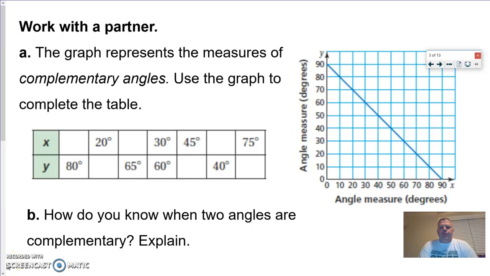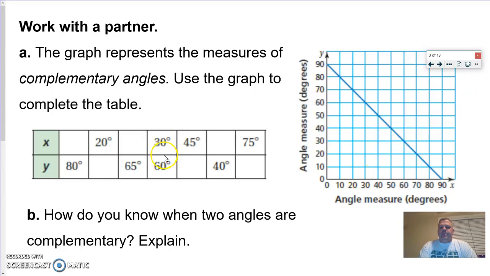Hopefully you had some time to fill out this table. If we know that y is 80, then x is going to be 10 for that first one. If we know that x is 20, then the second one would be 70. When we know that this is 65, it's going to be approximately right here. We know that this is approximately 25.